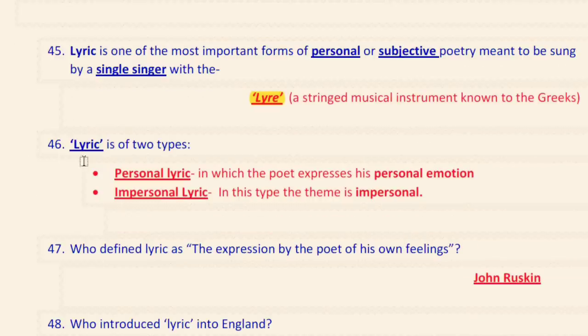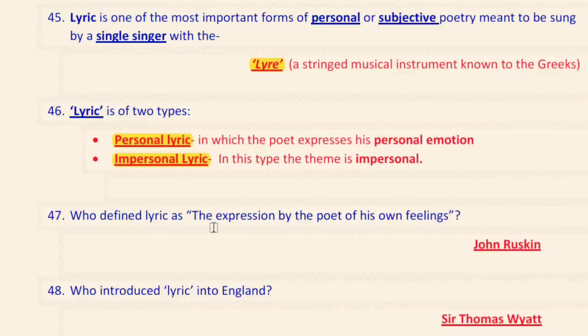Question number 46. Lyric is of 2 types. First one is personal lyric, in which the poet expresses his personal emotion. Second one is impersonal lyric. In this type, the theme is impersonal. So these are the 2 types of lyric. First one is personal lyric and second one is impersonal lyric.